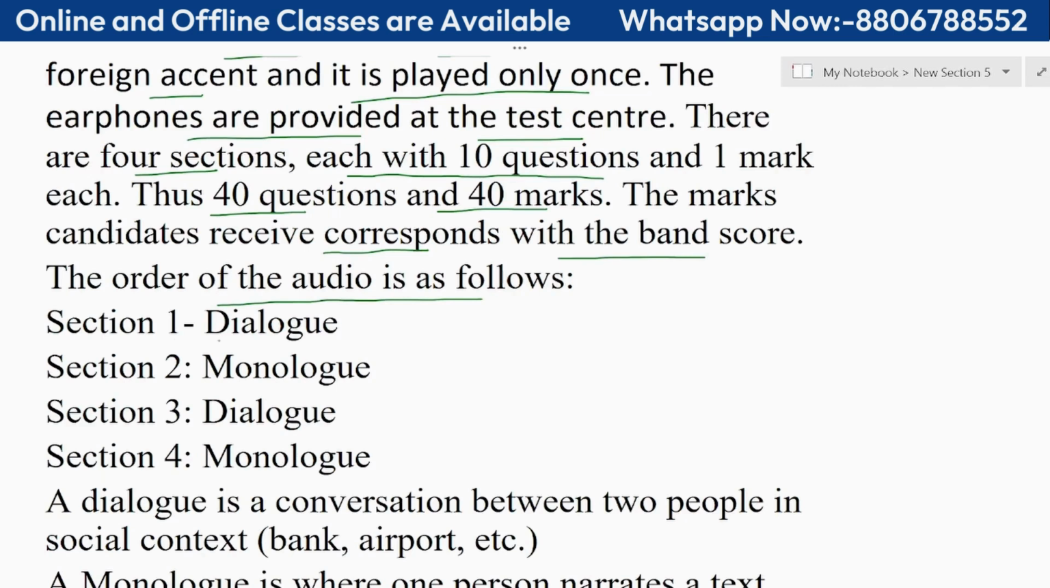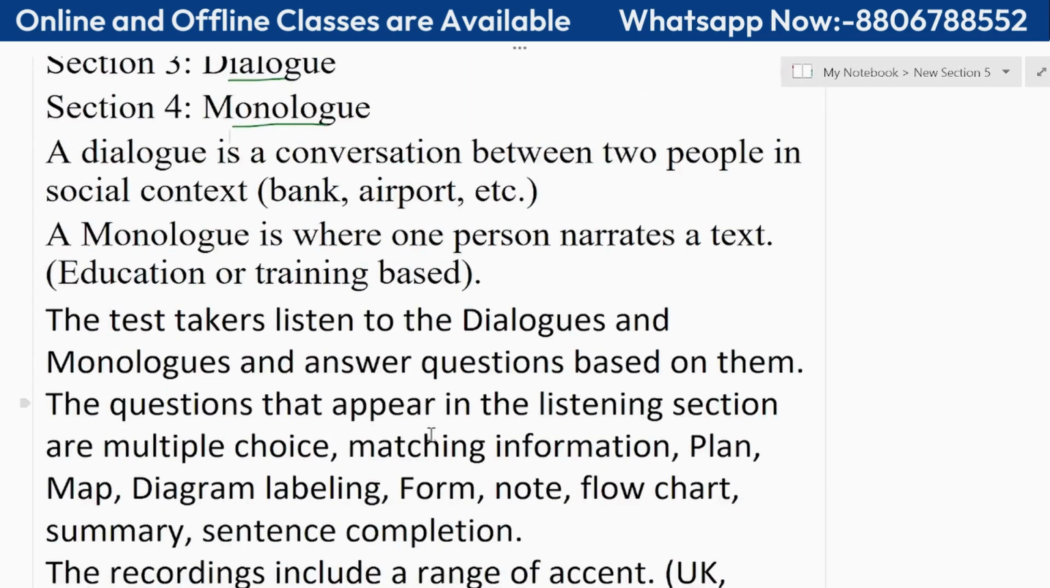So, first section will be a dialogue, second section there will be a monologue, then there will be a dialogue, and the fourth section will be a monologue again. Now, what is a dialogue? A dialogue is a conversation between 2 people, in social context, and that is at the bank or the airport.